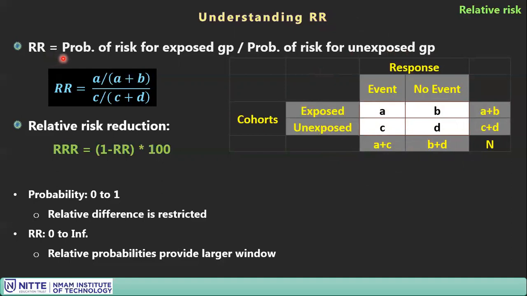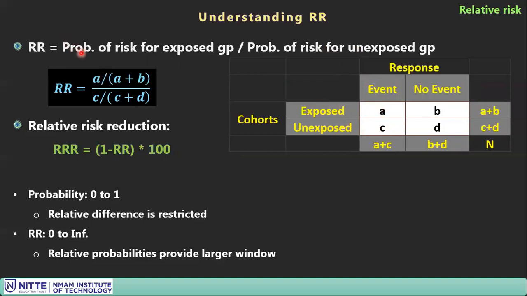So the relative risk is nothing but a ratio of two things: the probability of risk for the exposed group to the probability of risk for the unexposed group. Here it is, unexposed group. So you'll be taking the ratio between exposed and unexposed. What probability will we be taking? The risk of running into the event, the risking condition here. So you'll be finding out the rate at which it happens.